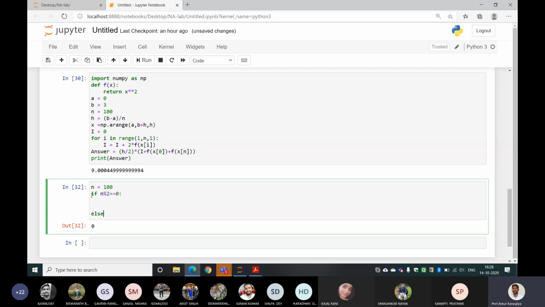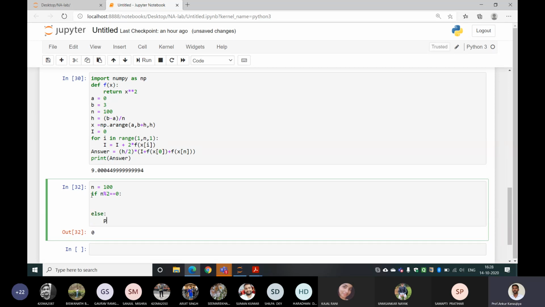Else, you have to print that n is not a multiple of 2. If the remainder is not 0, that means n is not a multiple of 2. If it is 0, that means n is a multiple of 2. So in this part, you have to write this whole code.